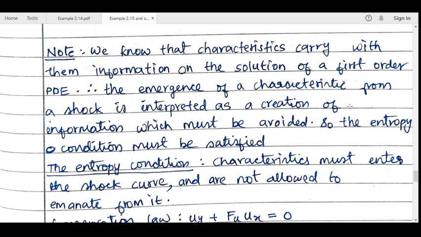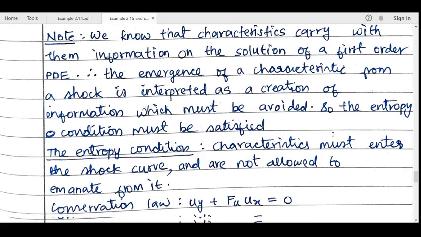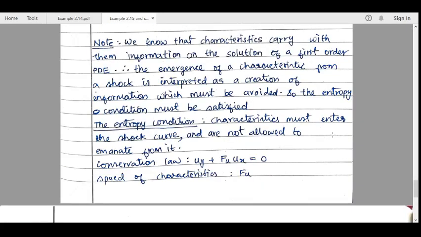So if the characteristic emerges from the shock, then it will carry new information. This should not be there, and hence we say that the entropy condition must be satisfied. And what is the entropy condition? The entropy condition says that the characteristics must enter the shock waves and are not allowed to emanate from it. So it should not propagate from it. It should enter the shock wave, but it should not carry the information that the shock wave has. So that is the entropy condition, and for satisfying the second law of thermodynamics, this entropy condition should be satisfied.